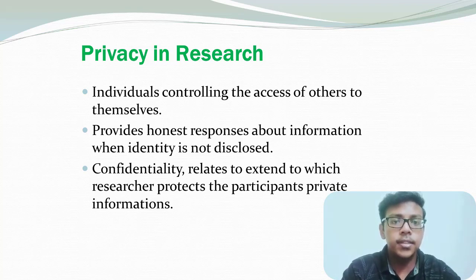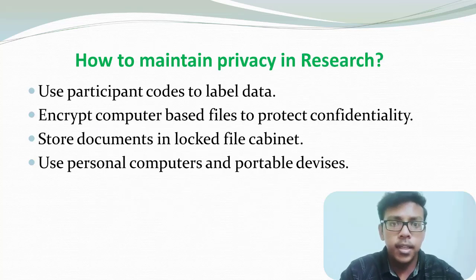It relates to the extent to which the researcher protects the participant's private information, and it is the process of protecting an individual's privacy. Then how to maintain privacy in research? Use participant codes to label data instead of using names. To protect participant confidentiality, you should encrypt computer data files, store documents in locked file cabinets, and remove personal identifiers from study documents. Use personal computers and portable devices for handling and storing data.